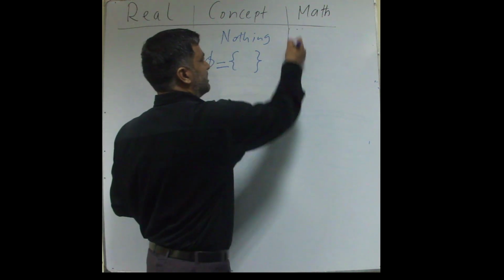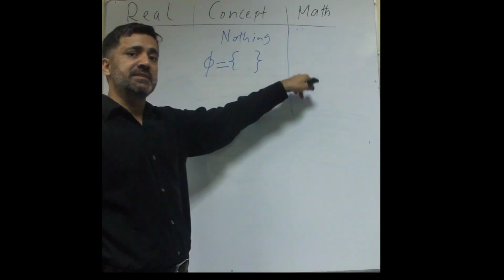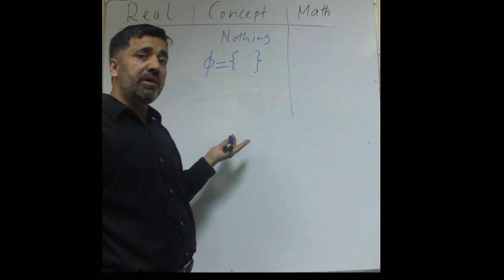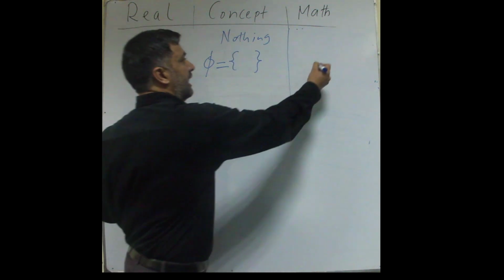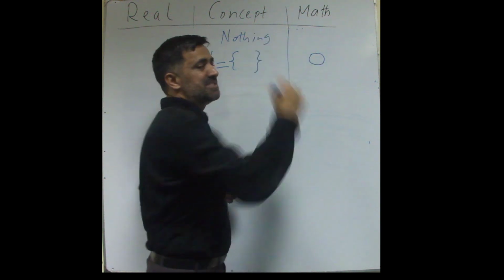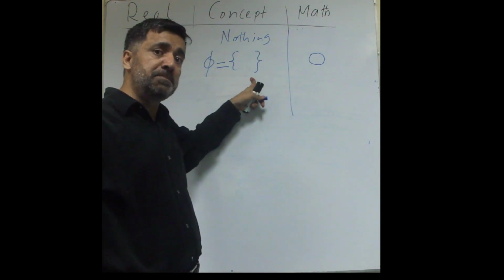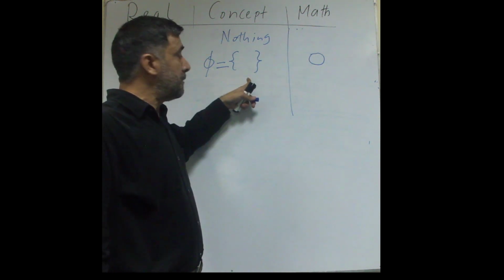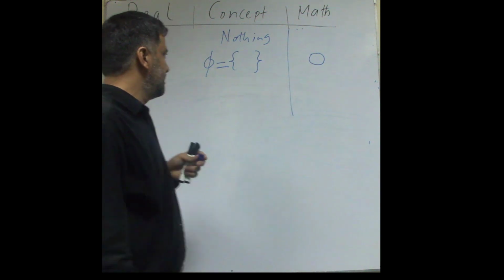So in the math, I can now think about the size of this set, because there are no elements. So that count or size, I can use a symbol 0 to represent the number of objects in this empty collection. Perfect. Makes sense. It's just a symbol.